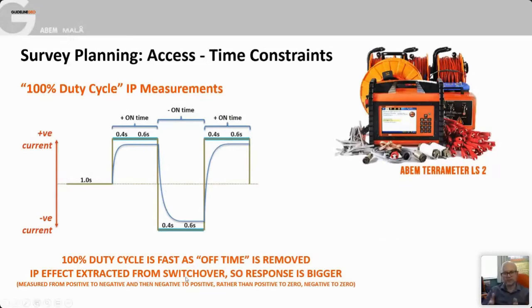Because we've shortened the time, that allows us to actually stack more often. And IP values are very, very small. The voltages we're recording are tiny. So if we can repeat the measurement many times without really extending the survey period, then that is a definite benefit in terms of getting good quality IP data.